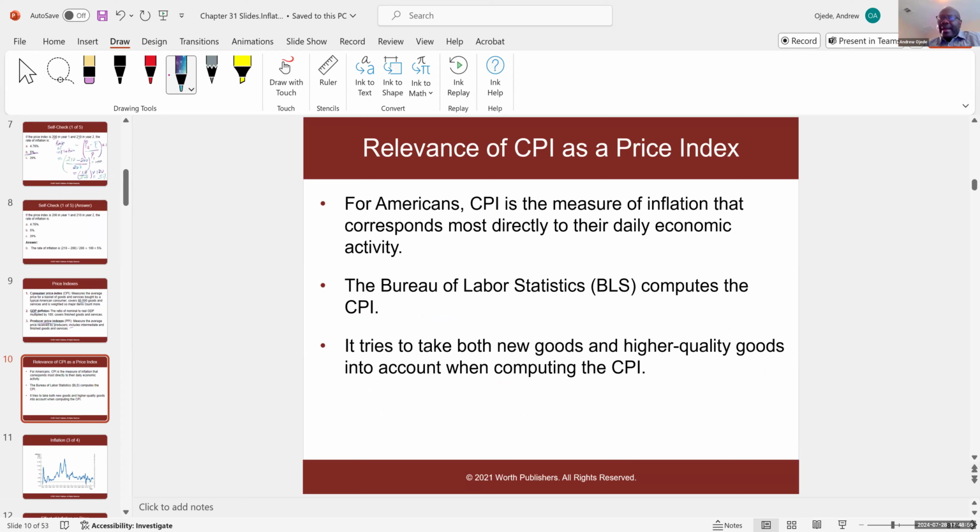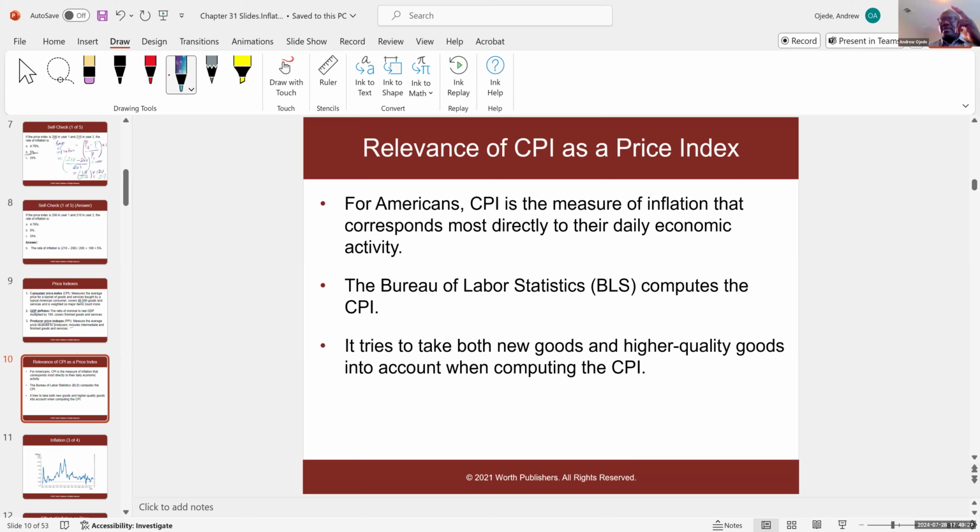So for Americans, the consumer price index is a more relevant measure of price level. CPI is a measure of inflation that corresponds most directly to their daily economic circumstance or activity. The Bureau of Labor Statistics, which is the same federal bureau that computes unemployment, which I showed you when we were doing the unemployment chapter, is the same bureau that is in charge of computing the consumer prices. And the consumer prices are computed annually and also monthly.